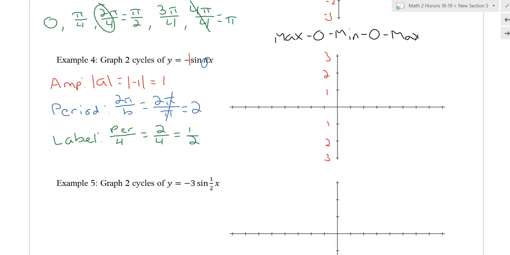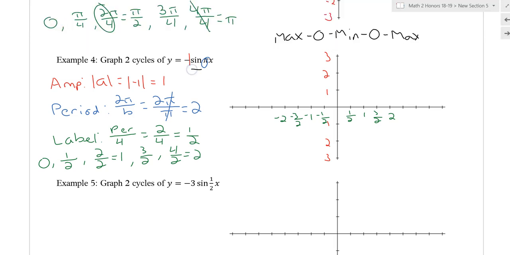So again, 1/2, so 0, and then 1/2, and then it'd be 2/2, which is just 1, and then it'd be 3/2, and then it'd be 4/2, which is just 2. So again, always reducing those fractions. These ones don't have any pi's that we have to worry about. We're just counting by a half. 1/2, 1, 3/2, 2, negative 1/2, negative 1, negative 3/2, negative 2.